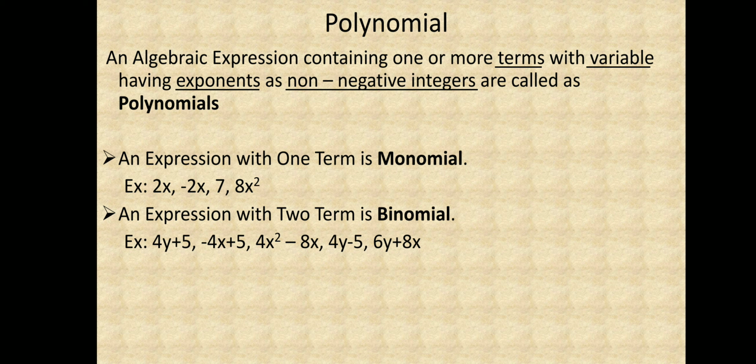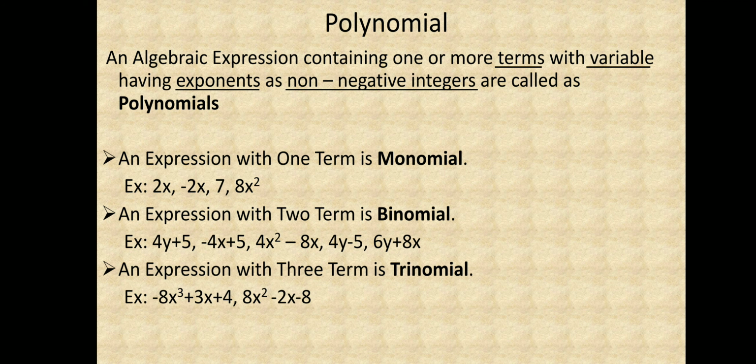And what is an expression with three terms called? It is a trinomial. So a trinomial is an expression with three terms. For example, minus x cube plus 3x plus 4. This is one expression which has three terms: minus x cube, 3x and plus 4. So they call this a trinomial. One more example is 8x square minus 2x minus 8. This again consists of three terms, so it is a trinomial.